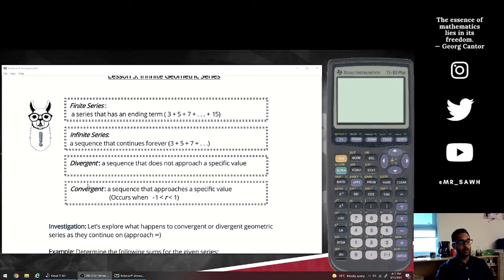We're going to talk about two terms, divergent and convergent, and what they mean. Divergent means it's a sequence that doesn't approach a specific value. And really this is the basis of calculus and limits. When you think about successive terms going on to infinity, what happens near that infinite point? And convergent is what happens when our sequence or series approaches a specific value or a specific sum.